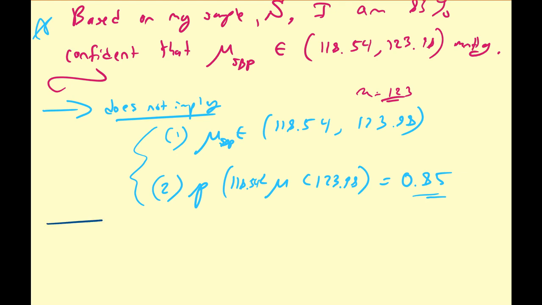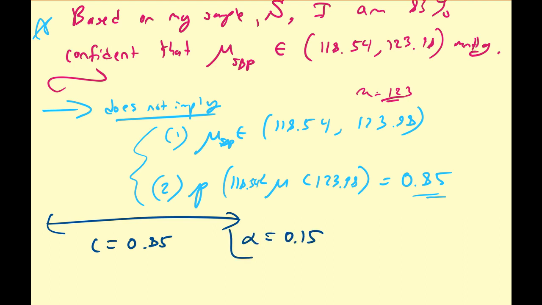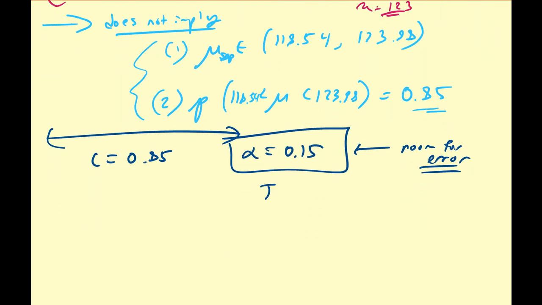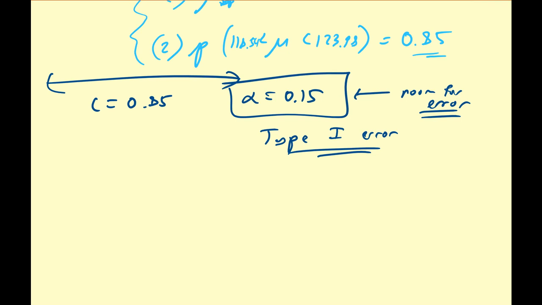So what else can we say? Let's take a step back and look at a couple other things in a different context. Namely, this alpha is equal to 15%. So this is pretty much a room for error, and sometimes people call this a type 1 error. So what is a type 1 error? Let's briefly discuss that before we get into the whole entire realm of hypothesis testing.